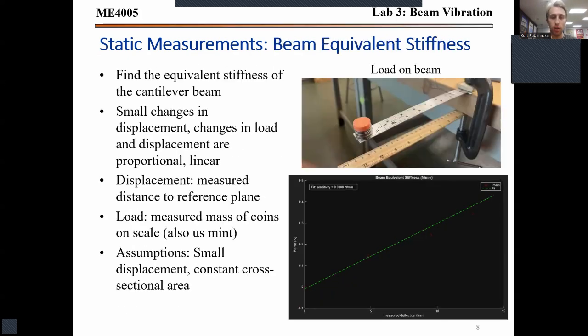Next, for the beam stiffness, we want to find the stiffness of the beam. It's very important to see how it reacts to loads and forces that we may give it in any engineering context. For small changes, changes in load and displacement are proportional. The displacement is again measured. The load is from a measured mass of coins that we know, that we can either get from the US Mint, or we can just have a scale for it and know the exact amount. This gives us the load and the measurements. There are 2 assumptions. A, there's small displacement, as seen in the Euler-Bernoulli beam theory, and also there's a constant cross-sectional area. This just means that there's no weak spot. It's always the same.